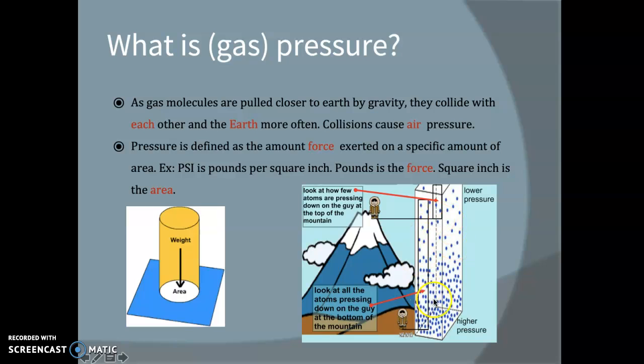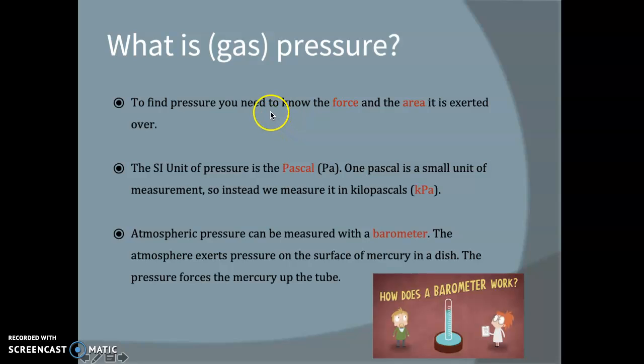So if I look here, closer to the surface of the Earth, there's more gas particles, so there's more collisions, so we have higher pressure. And when I have higher altitudes, there's fewer gas particles, and that means that there's lower pressure. So as gas molecules are pulled closer to the Earth, they collide with each other and the Earth more often. That causes air pressure. So pressure is force or weight over area. So the more particles there are, the more force there is. So pressure is increased. So to find pressure, you need to know force and area.